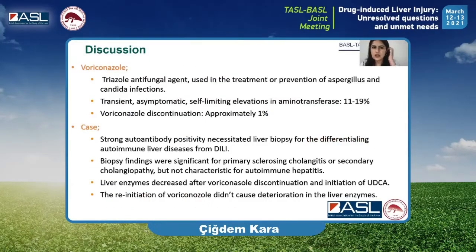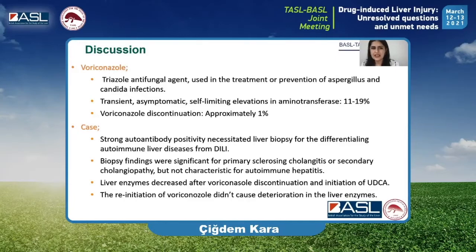Discussion: voriconazole is a triazole antifungal agent used in the treatment and prevention of Aspergillus and Candida infections. It causes asymptomatic, self-limiting elevation in aminotransferase in 11 to 19%. But voriconazole is discontinued due to elevated liver enzymes in approximately 1%.